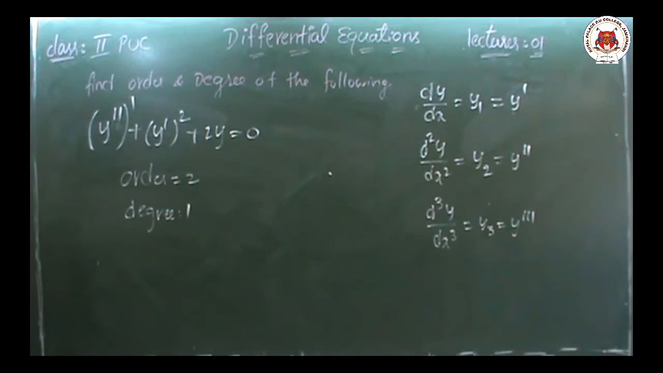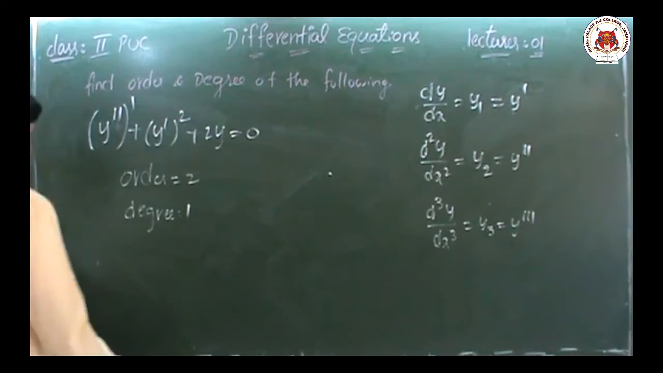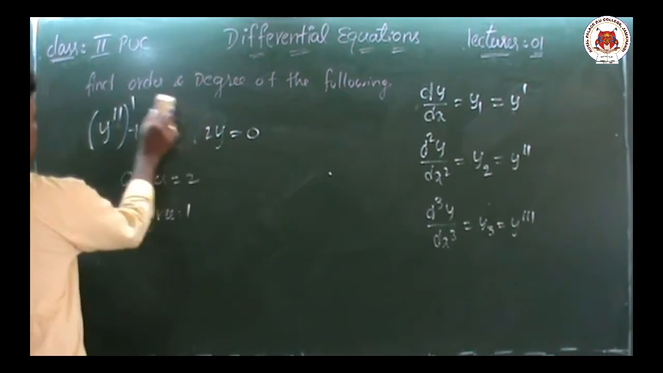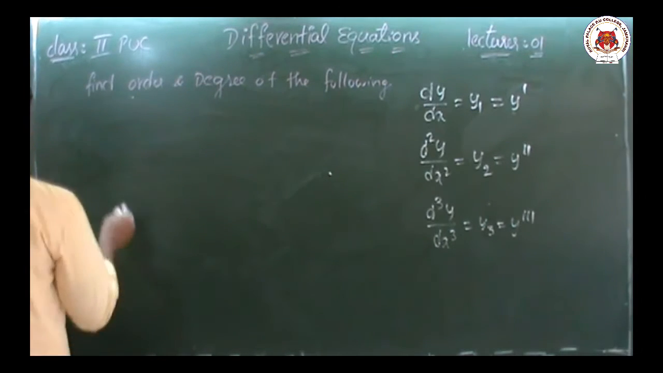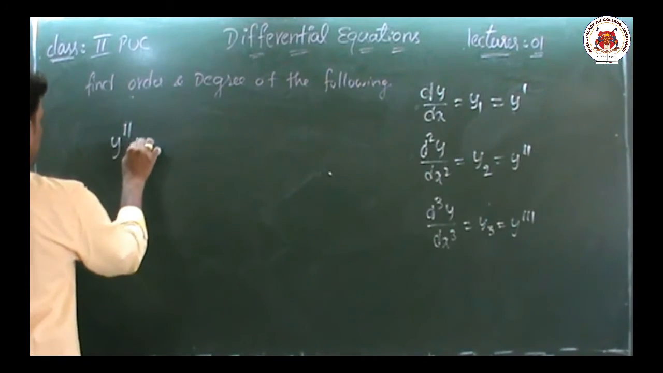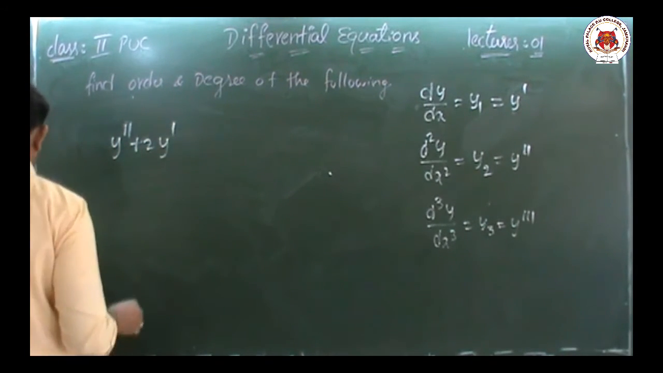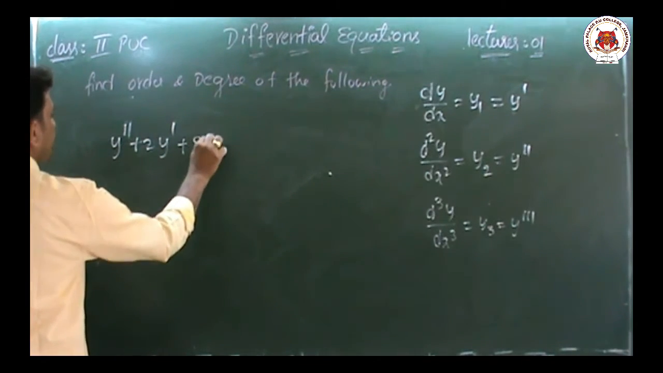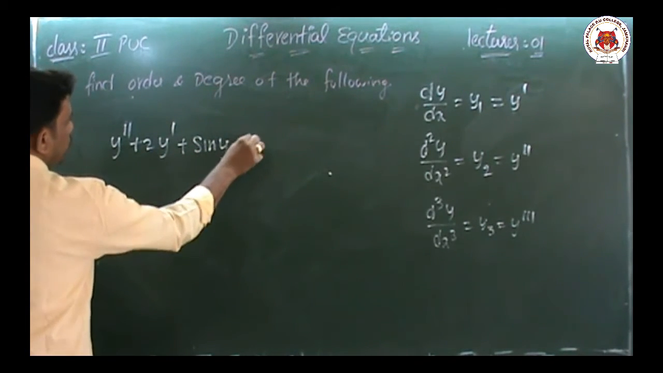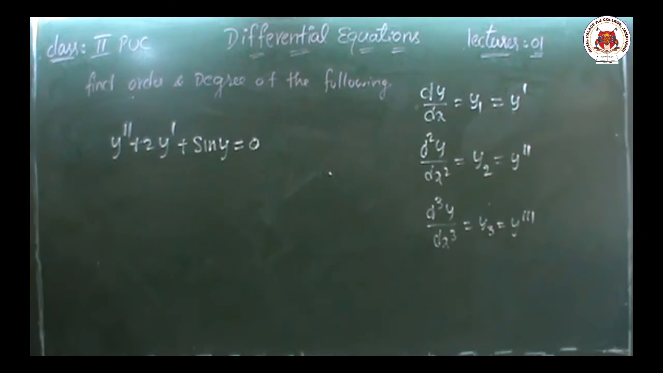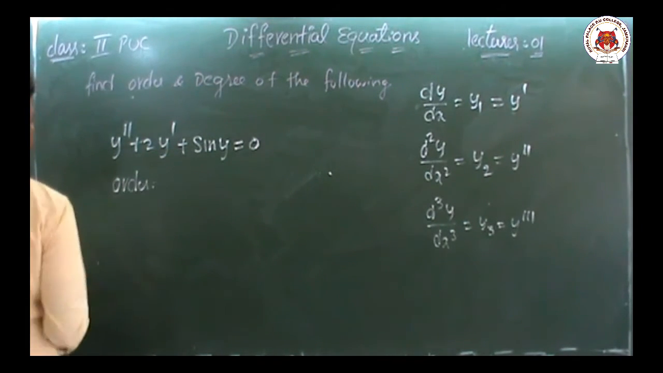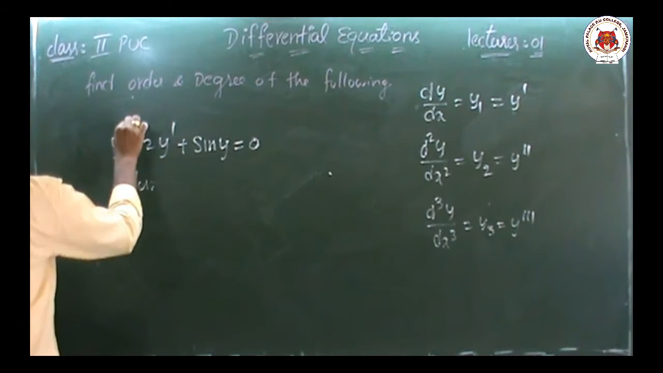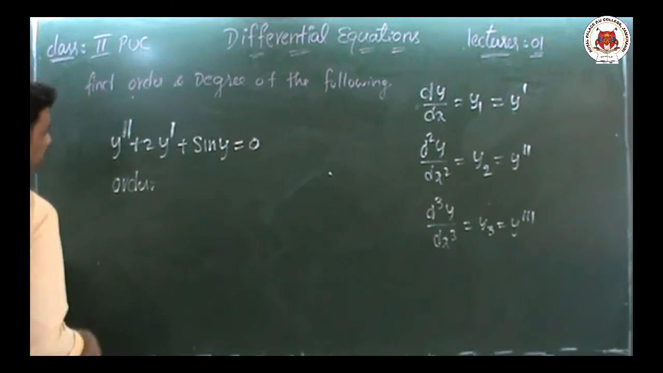We go to the next one. Next question: y double dash plus 2 into y dash plus sin y is equal to 0. So be careful. For order, there are no restrictions, no rules. What is the order? Here y is differentiated 2 times, here 1 time. Maximum times differentiated, here only 2.